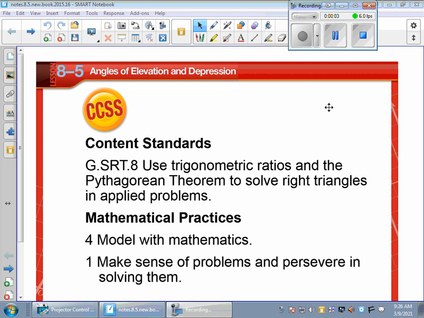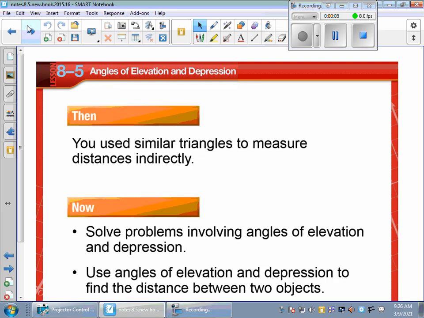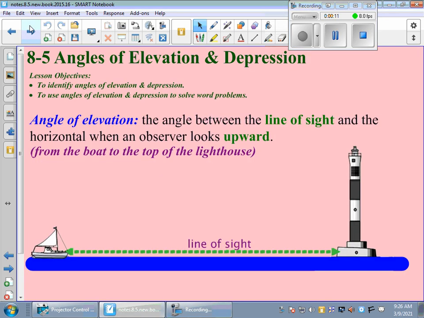So we're moving on to section 8.5, and section 8.5 is again continuing the use of our trig, and we're going to use something called angle of elevation and angle of depression, and like I said, from there we're going to use our trig. So if you think about an angle of elevation, the objective here is to identify angles of elevation and use angles to solve word problems.